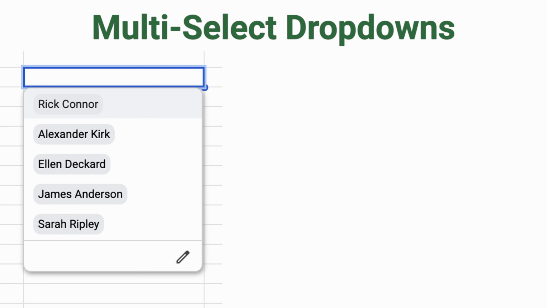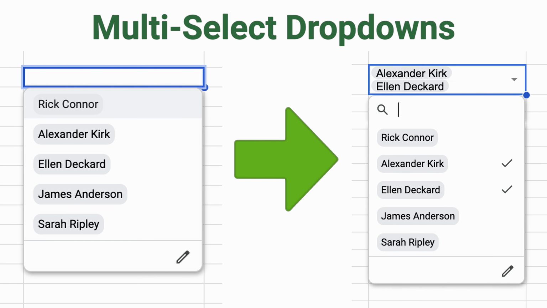Hi everyone. Have you ever wished you could select multiple options in Google Sheets dropdowns? Well, now you can. Today I'm going to show you how to create and use multi-select dropdowns and combine them with formulas. This new feature is a real game changer.